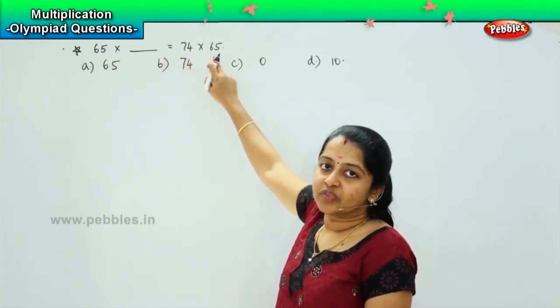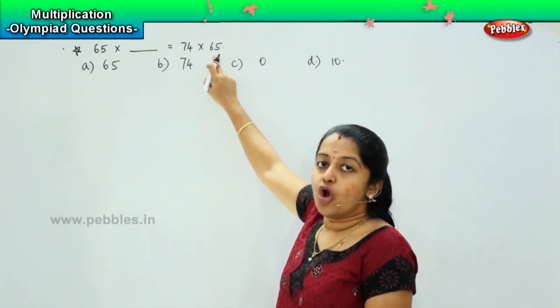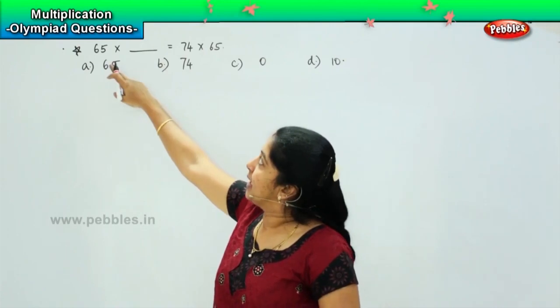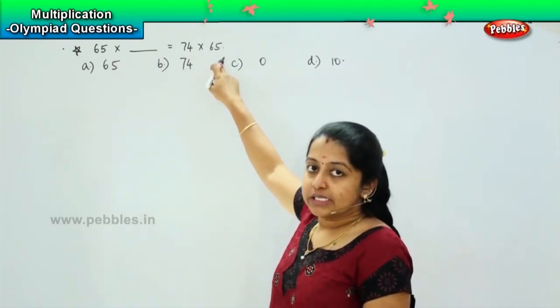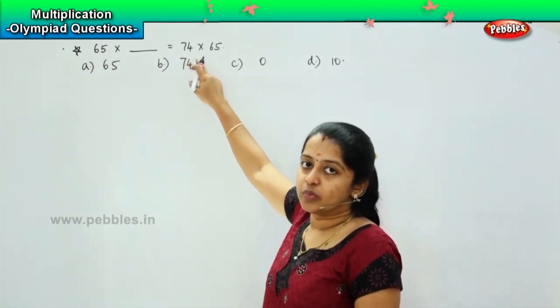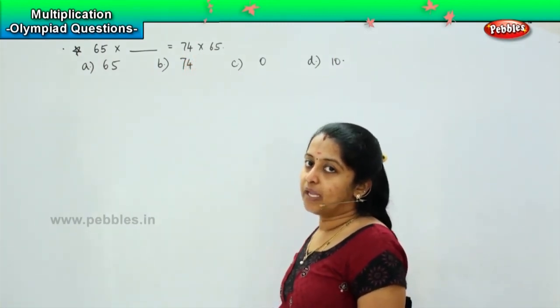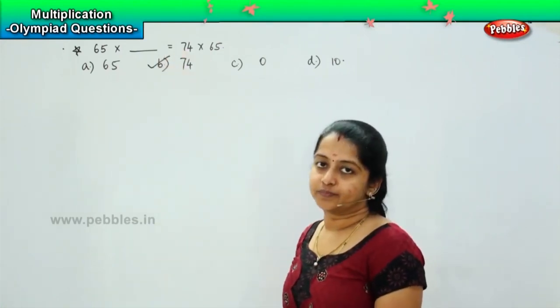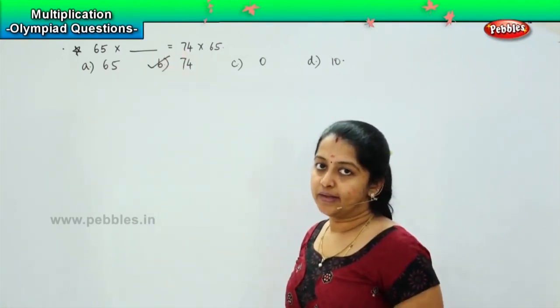This talks about the third rule again, where the order of the multiplicand is shuffled, right? So the first multiplicand comes to the second position, then the second multiplicand will come to the first position. So what will be your answer here? Excellent. It will be option B 74. Clear? Shall we move ahead?